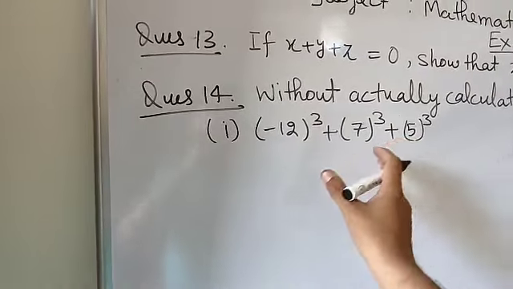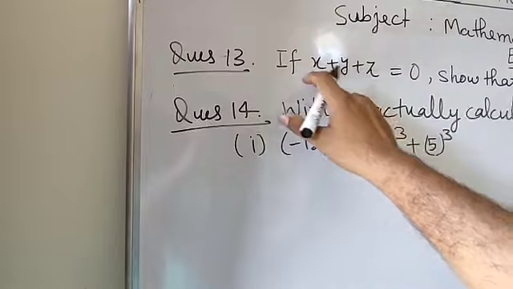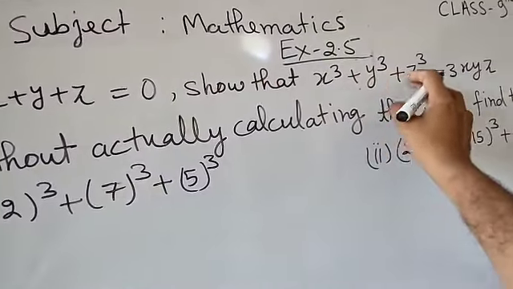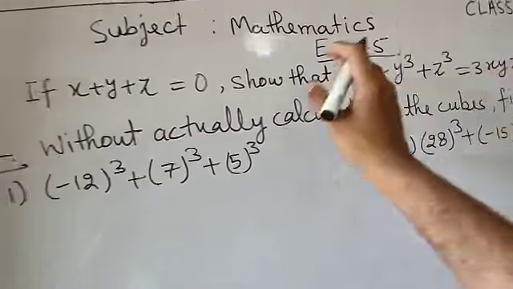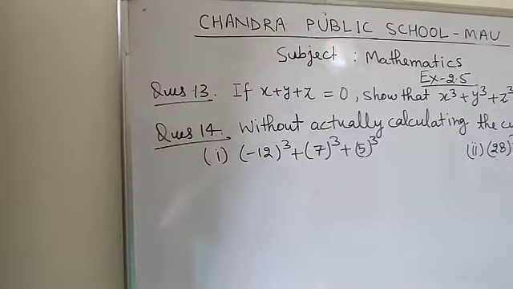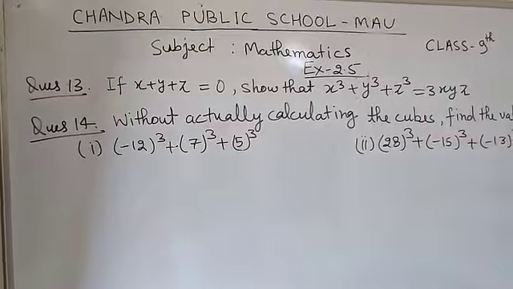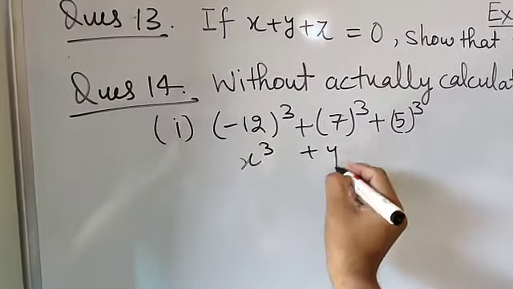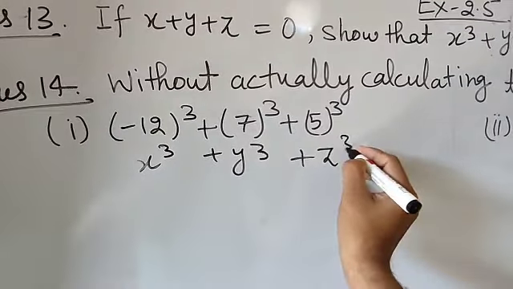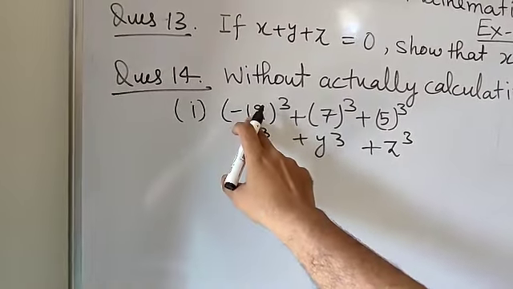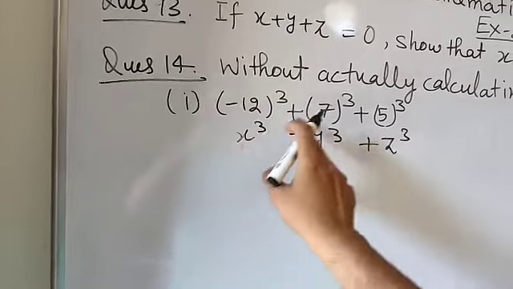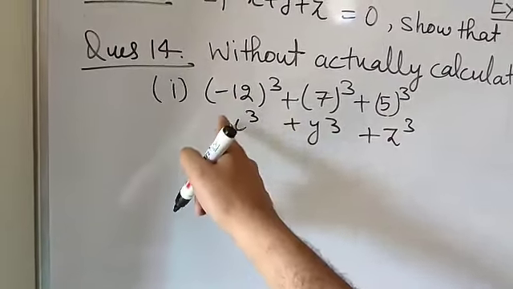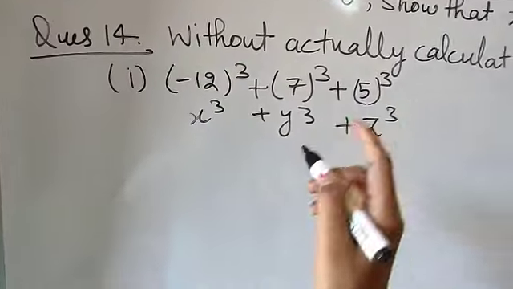So in question number 13 I had proved that if x plus y plus z equal to 0, then x cube plus y cube plus z cube equal to 3xyz. So I will use the identity given in question number 13 to calculate this. Now here it is just like x cube plus y cube plus z cube. Now I am going to take x equal to minus 12, y equal to 7, and z equal to 5.